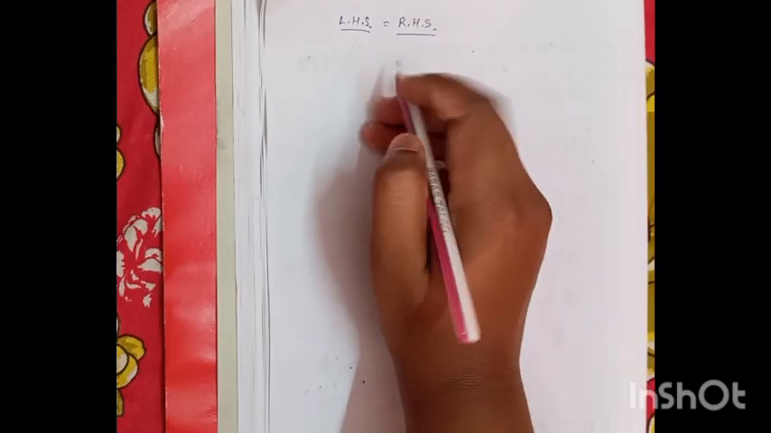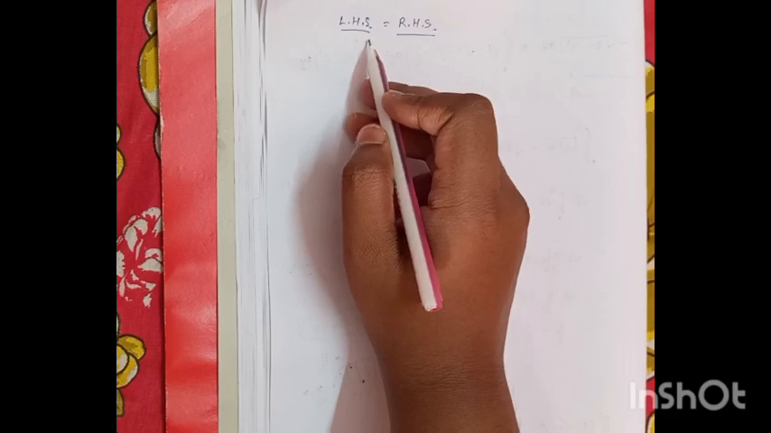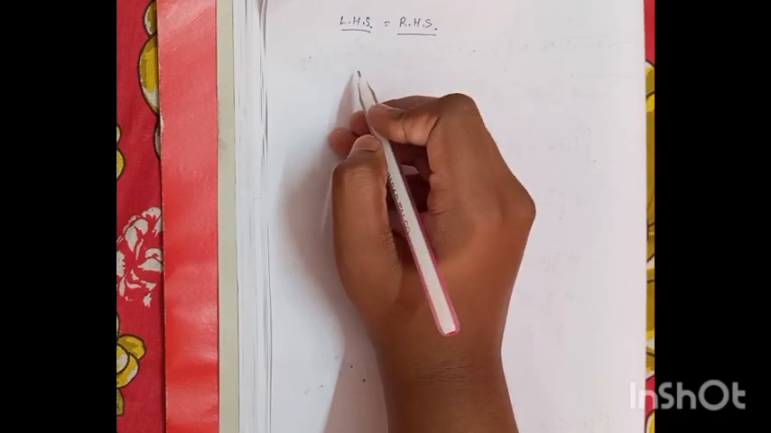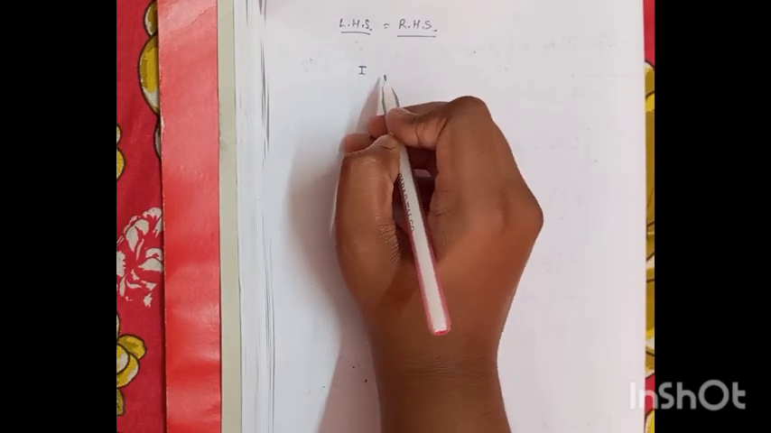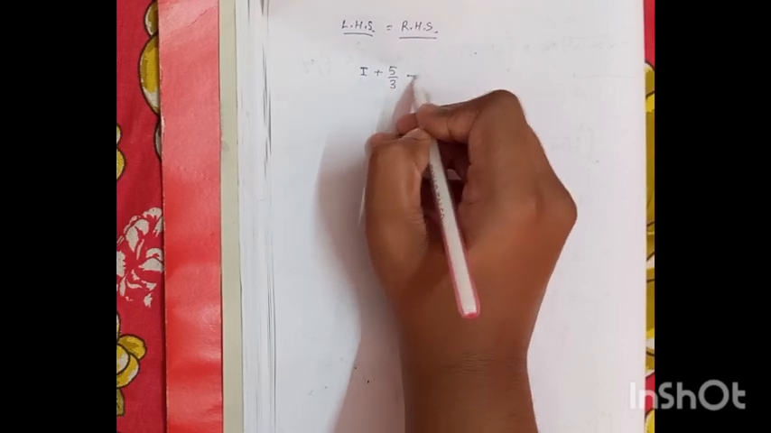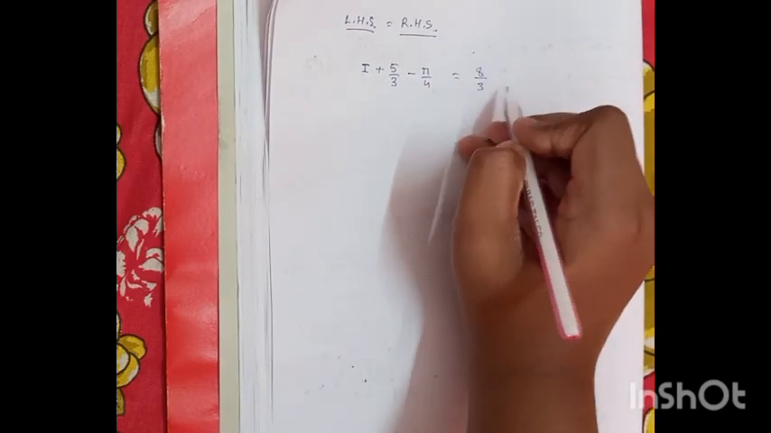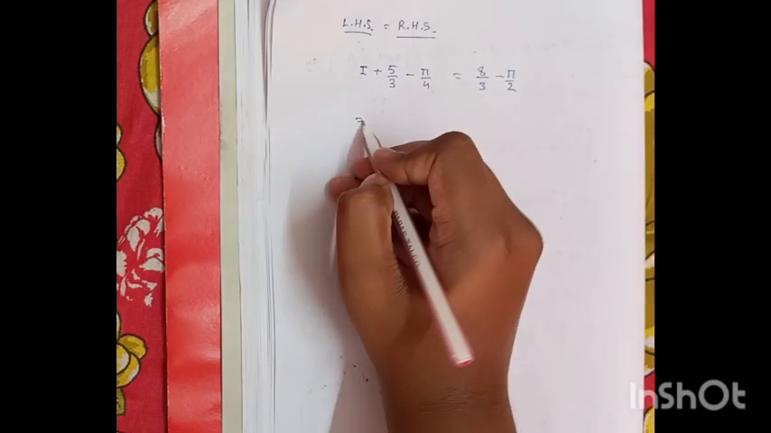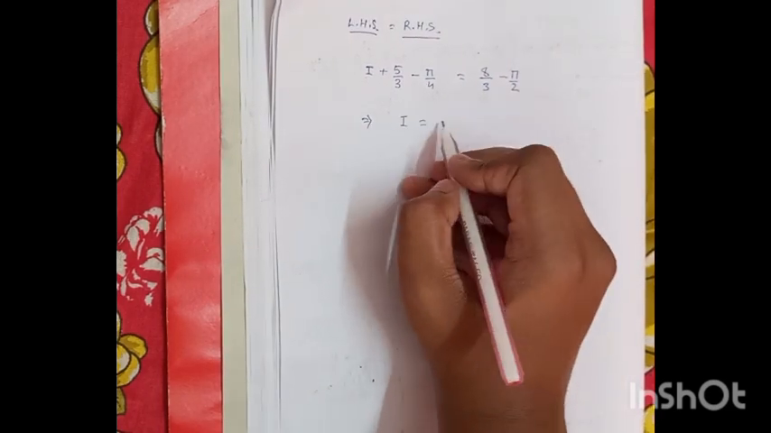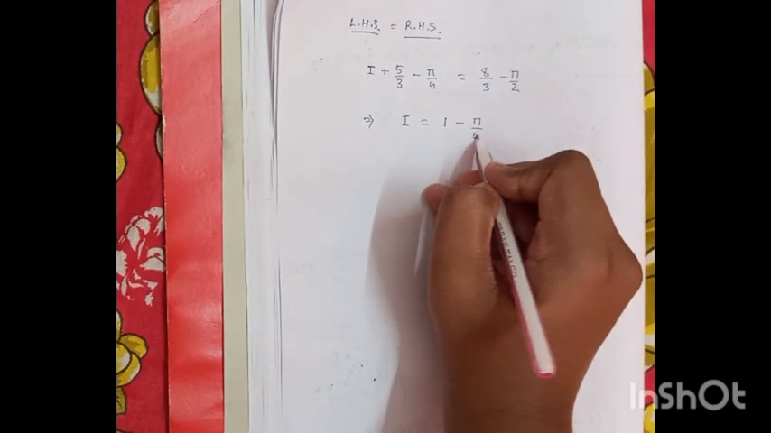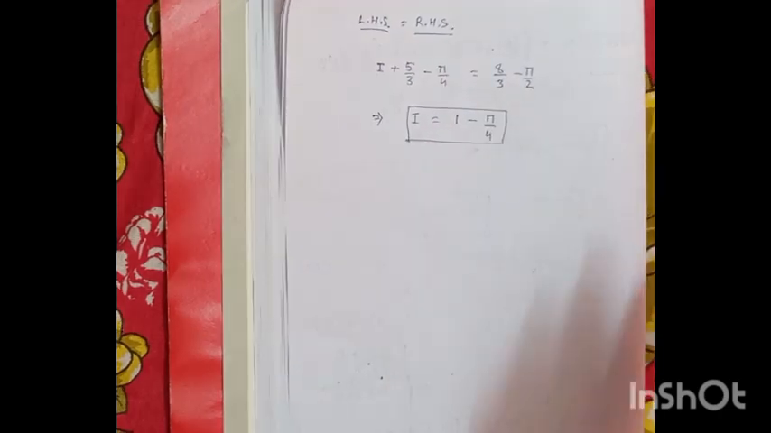So as left hand side is equal to right hand side, we can say I plus 5 over 3 minus pi by 4 is equal to 8 over 3 minus pi by 2. So we can find the value of I. It will be equal to 1 minus pi over 4.